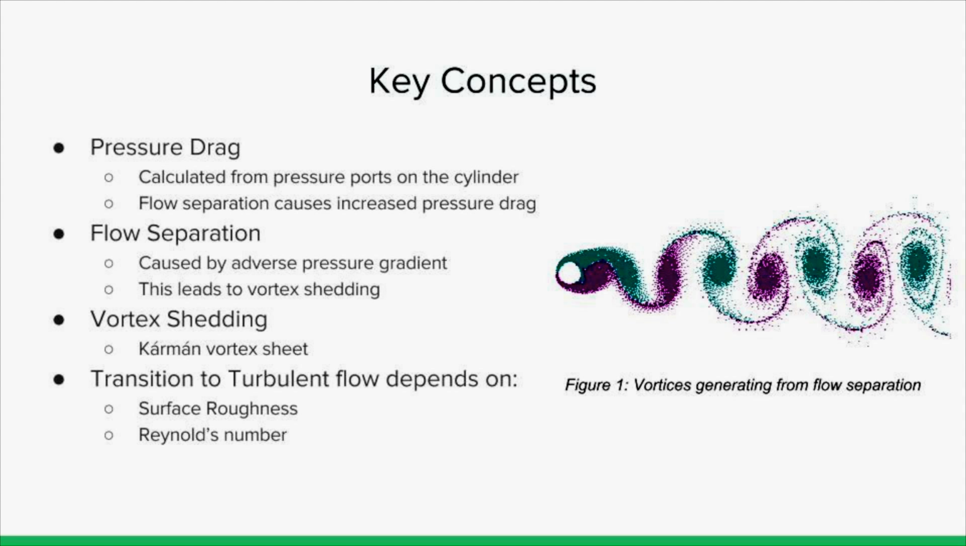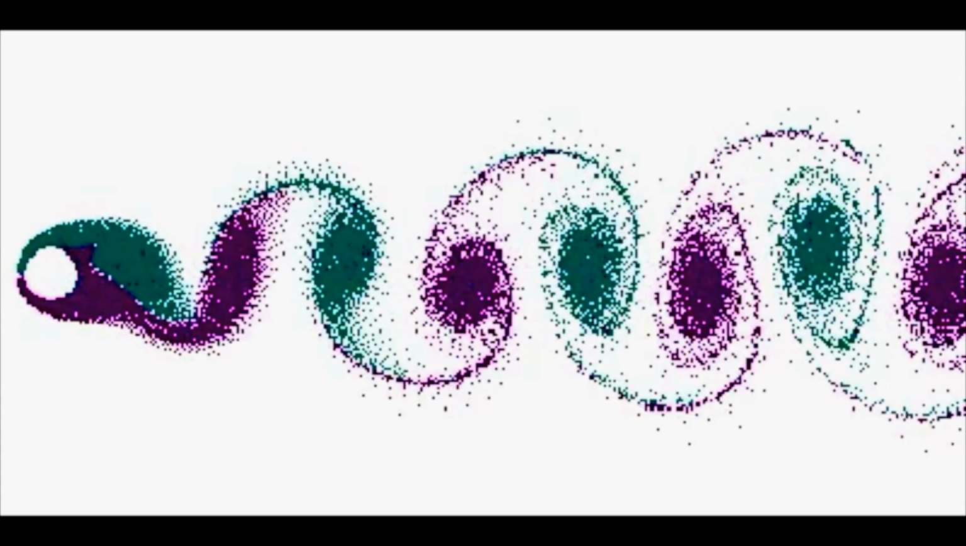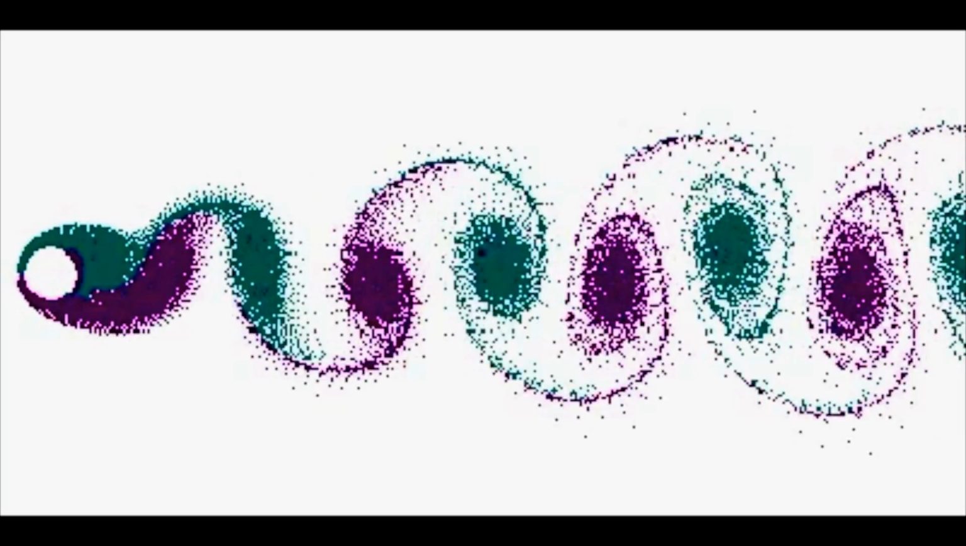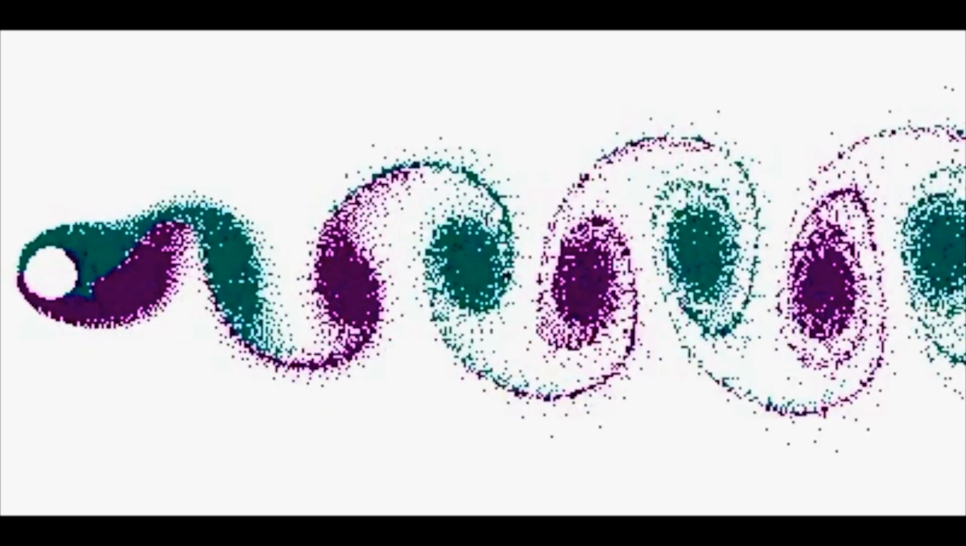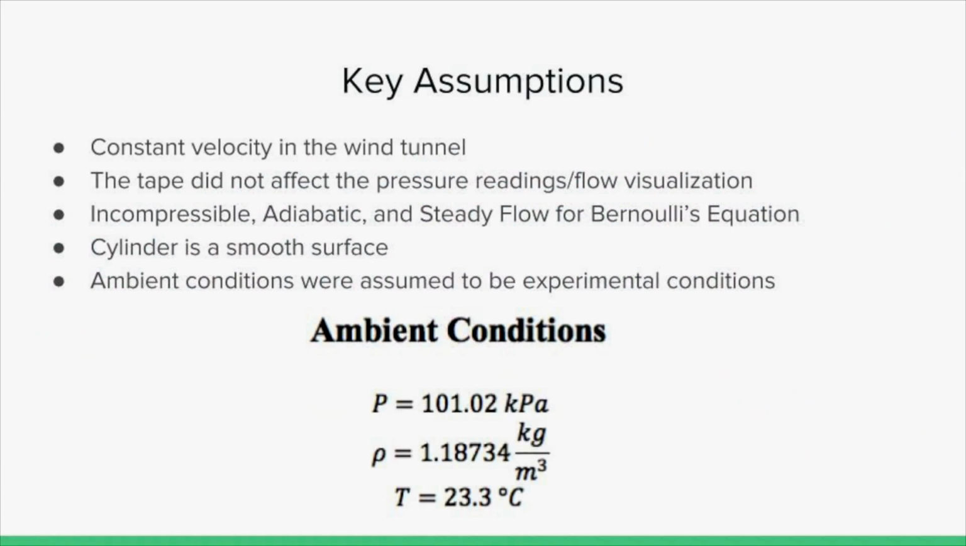Once the flow separates, vortex shedding occurs at a certain frequency, which can eventually lead to structural failures such as a result of aeroelastic flutter. As shown in Figure 1, vortices are generated from the upper and lower hemispheres of the cylinder after the flow separates from the surface. The following are the key assumptions.